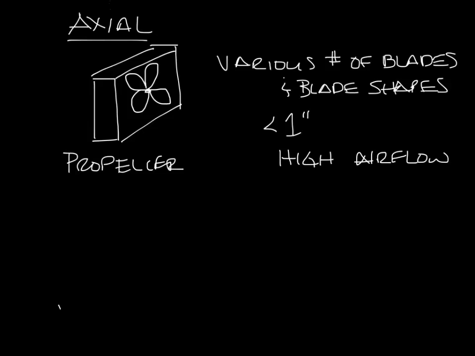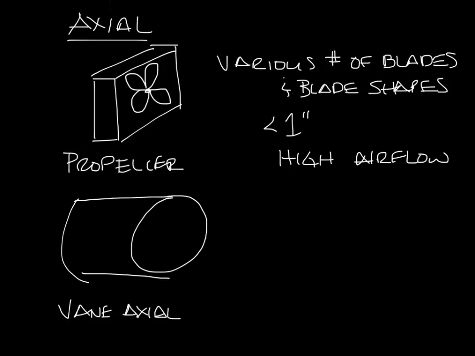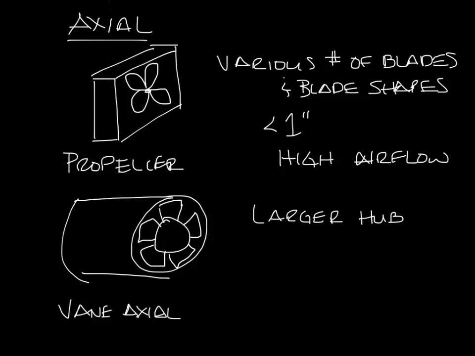There are also vane axial fans. These are similar to prop fans, except they have large hubs. They're usually tubular in design, and so they would just go in line with your ductwork. They have large hubs and then the fan blades here. They're more suited to medium to higher pressures up to 6 inches. And this 1 inch with static pressure as well.